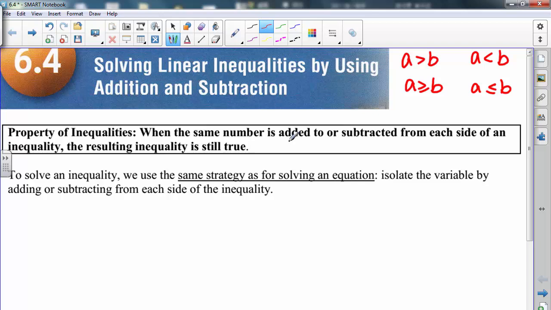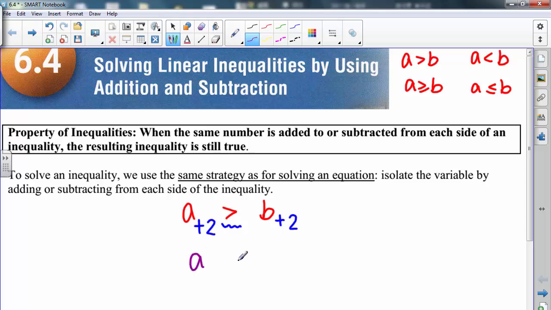When the same number is added to or subtracted from each side of an inequality, the resulting inequality is still true. So this means if I have an inequality, for example, A is larger than B, if I add the same number to both sides, this inequality sign will stay the same. This is the same as subtracting the same number from both of the sides.